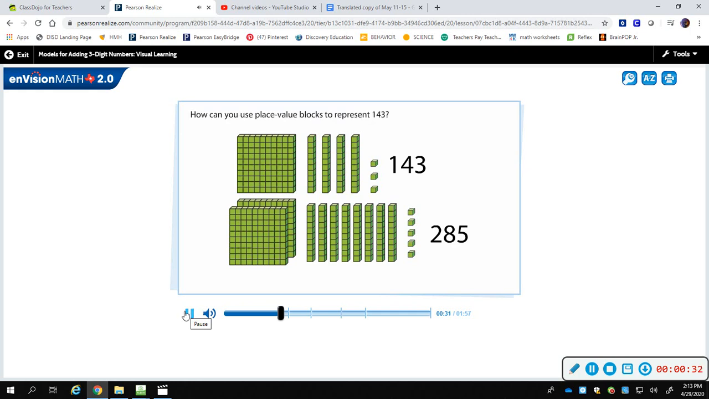How can you use place value blocks to represent 143? 143 equals 1 hundred, 4 tens, and 3 ones. How can you use place value blocks to represent 285? 285 equals 2 hundreds, 8 tens, and 5 ones.